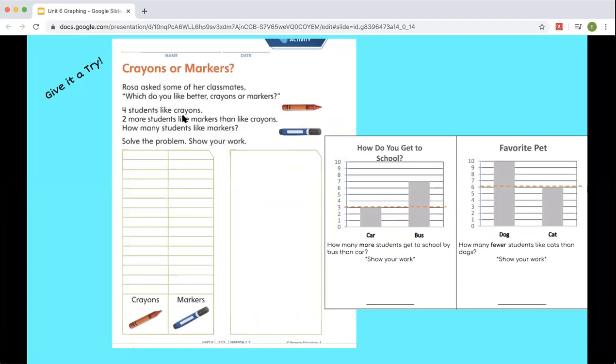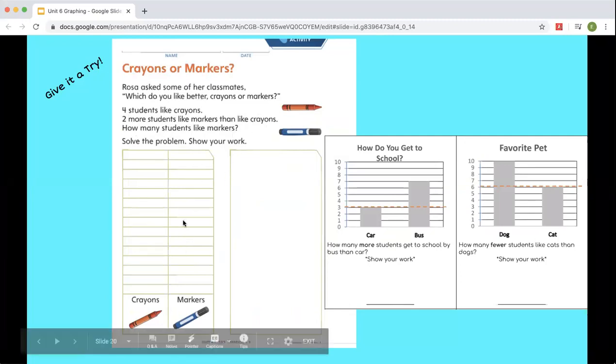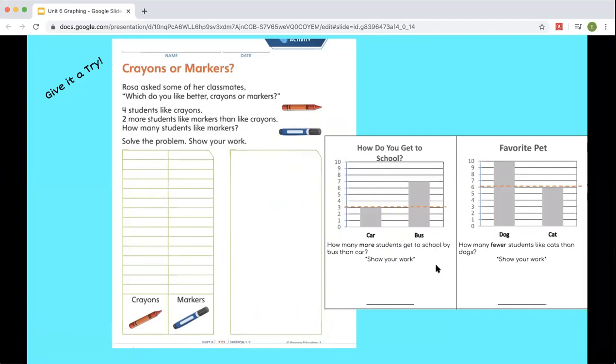Here's your assignment, crayons or markers. Rosa asked some of her classmates, which do you like better, crayons or markers? 4 students like crayons. 2 more students like markers than like crayons. How many students like markers? Solve the problem, show your work. So make sure you fill out the survey chart here. Also show your work in this workspace. And here's 2 smaller bar graphs that you have to work on tonight.